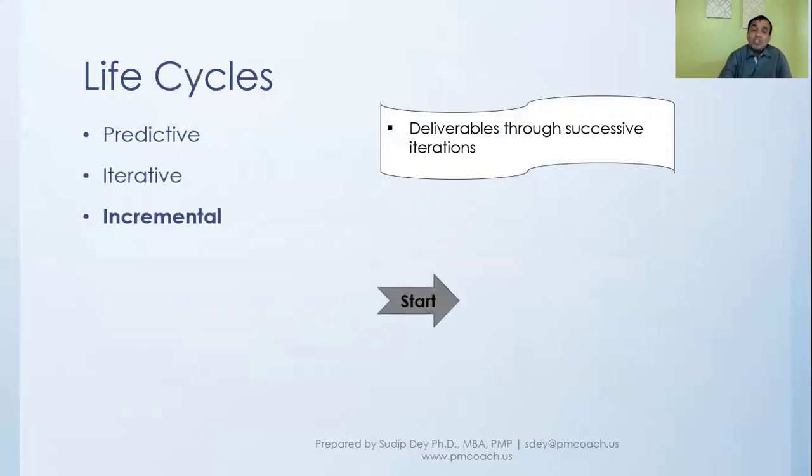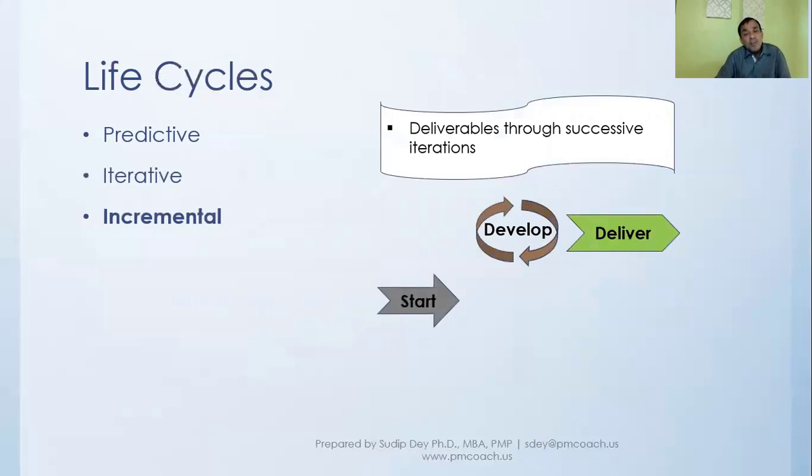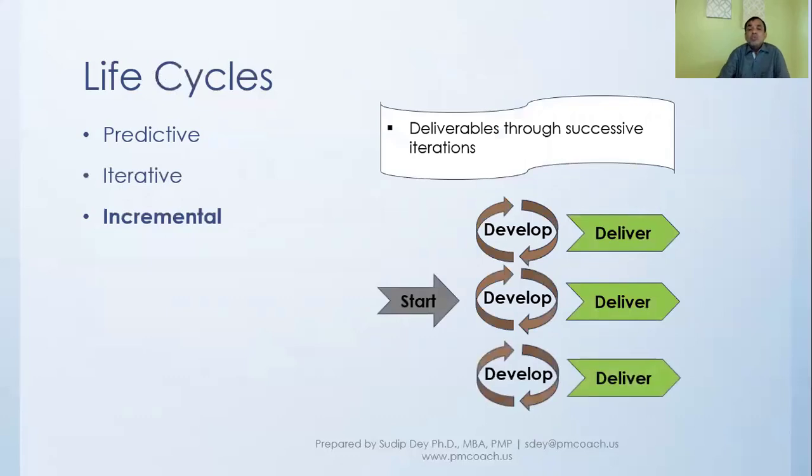So the way it looks is this: we start, we develop through iteration, and we deliver. We take another chunk, we develop through iteration, and we deliver. We take another chunk of the scope, we develop through iteration, and we deliver. So this is how the incremental life cycle will look.